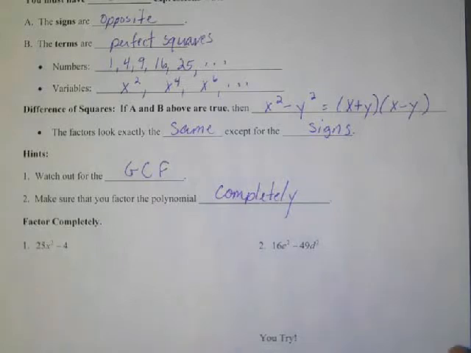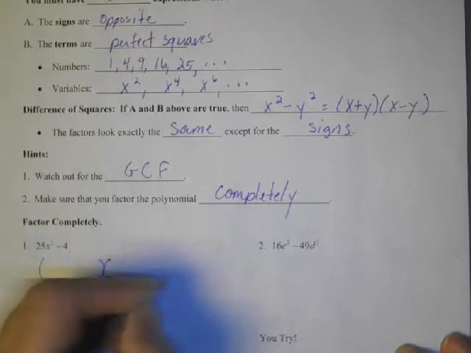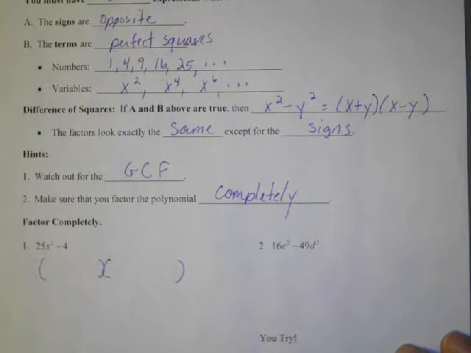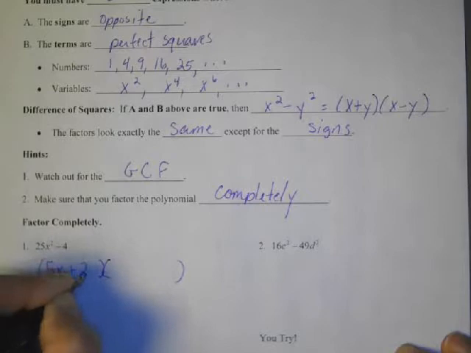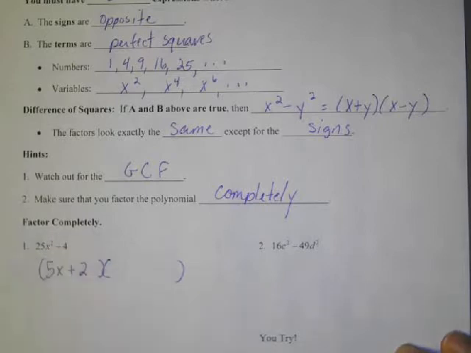Let's begin. 25x squared minus 4. I see opposite signs and perfect squares. There is no GCF, so I'm going to show two sets of parentheses. And I'm going to use what number I could use twice for 25 and 4. So I'm going to write 5x plus 2 and 5x minus 2.